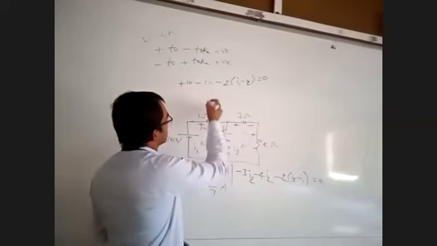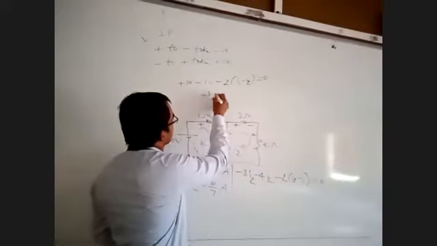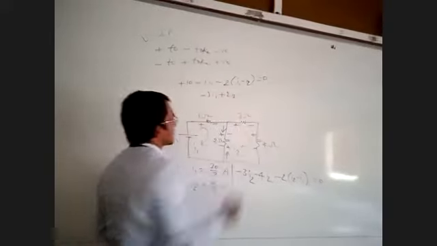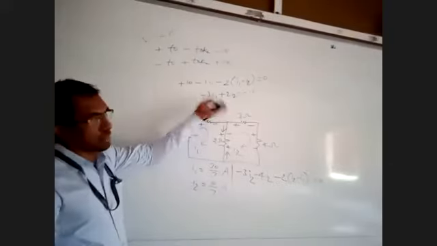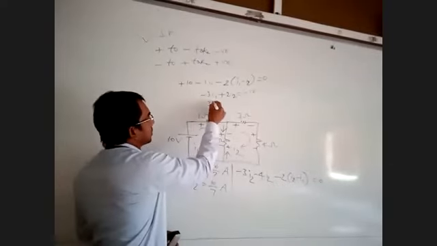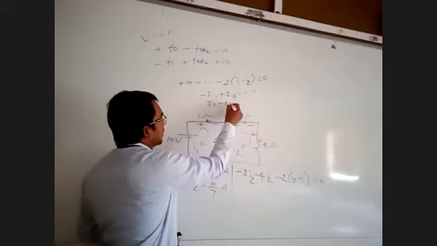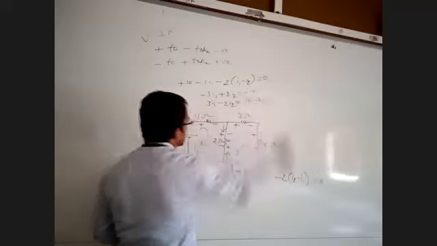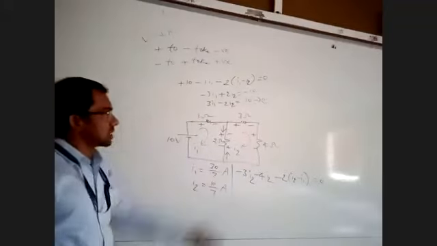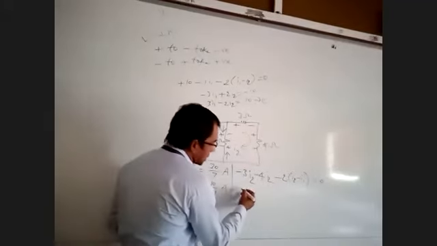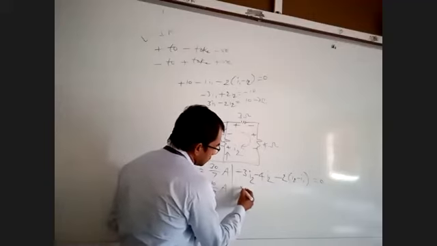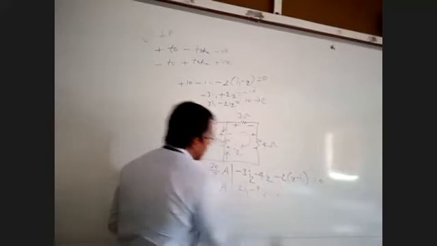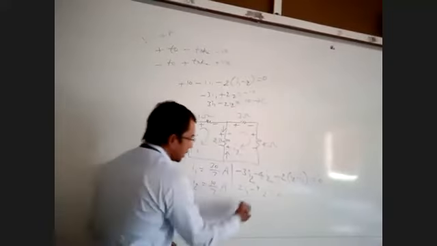If we simplify this, we get minus 3I1 plus 2I2 equals minus 2. But in the first loop, make I1 positive. If you make I1 positive, then multiply both sides with minus. So this is the first equation. And the second equation is: here make I2 positive. Multiply both sides with minus.